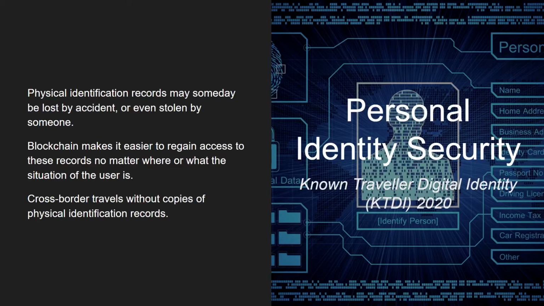Another example of having digital copies of records in a blockchain network is the possibility of cross-border traveling without needing physical identification records. Accenture developed a blockchain platform called Known Traveler Digital Identity, or the KTDI, in 2020, which would accelerate passenger flux in airports and also improve passenger comfort, experience, and overall security.